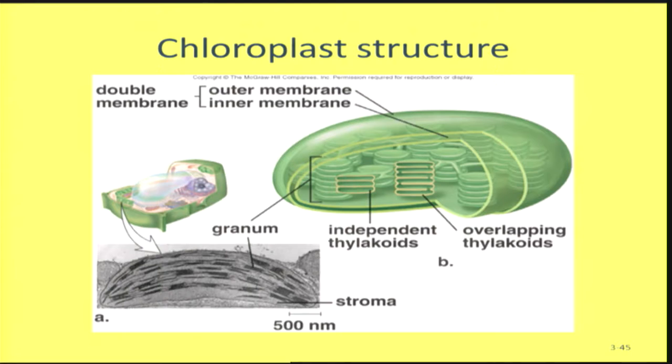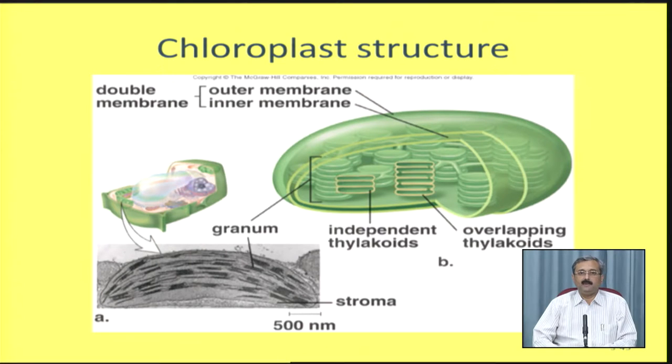This is the structure of the chloroplast. You are seeing the overlapping thylakoids, independent thylakoids, and the double membrane. There are two membranes in the chloroplast, an inner membrane and an outer membrane. On the left side you are observing the electron micrograph of the chloroplast structure, where you can see the granum. On the right there is a schematic diagram where you can also see the granum, independent thylakoids, outer membrane, inner membrane, as well as the overlapping thylakoids.